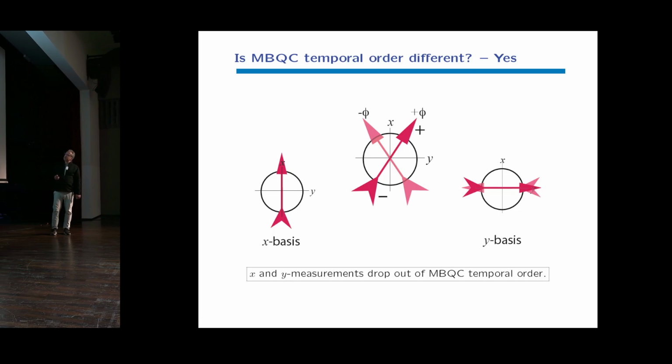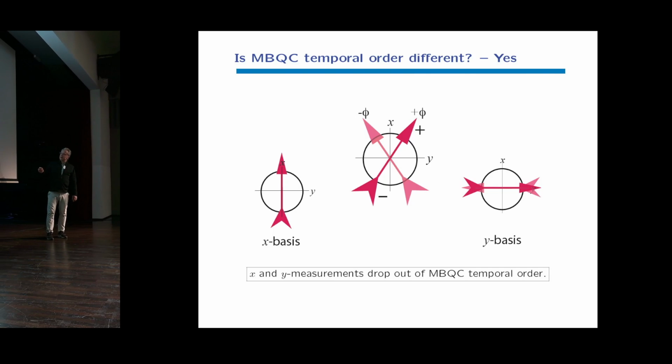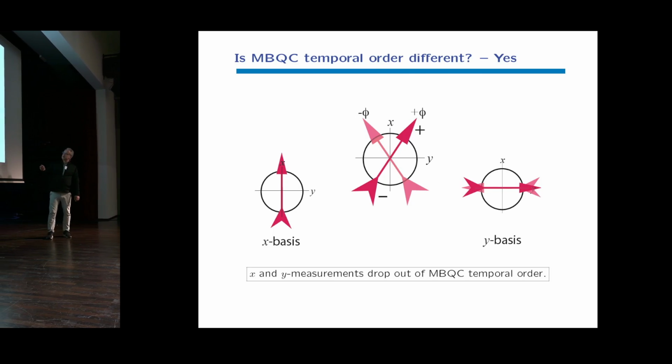Okay, and so now we can ask ourselves the question, are there any bases that do not change under this flip? If there are such bases, they would drop out of the temporal order because there's nothing to adjust. And indeed, there are such bases. There is the eigenbasis of sigma x, just the two sigma x eigenstates. So you flip that vector, it doesn't change.